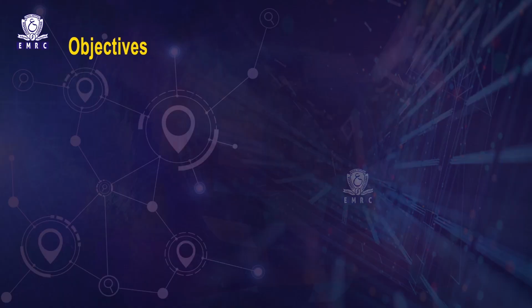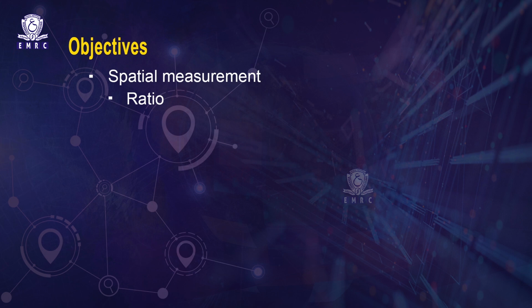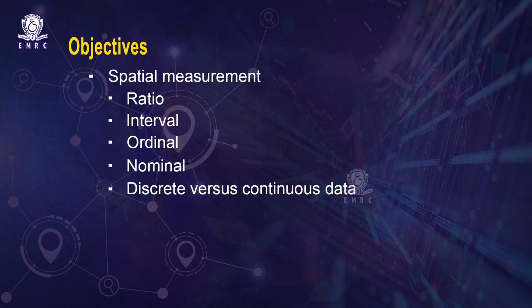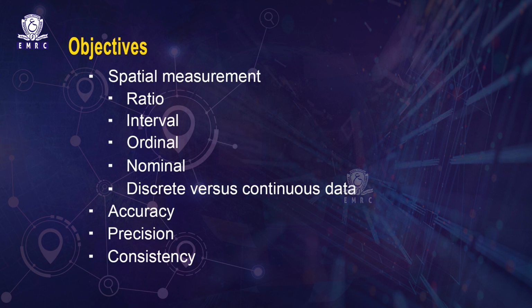Geographic Information System, Spatial Measurement. Objectives. In this chapter, we will discuss spatial measurements, that is ratio, interval, ordinal, nominal, discrete versus continuous data, accuracy, precision and consistency.